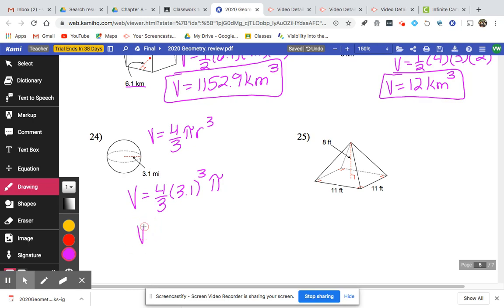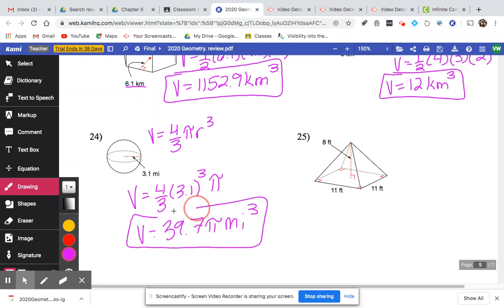And what you end up with is 39.7 pi miles cubed. There we go. That's the easy way of computing that.